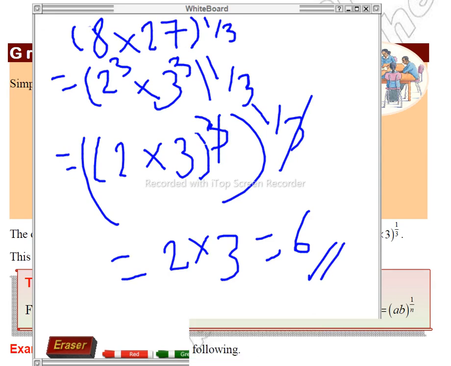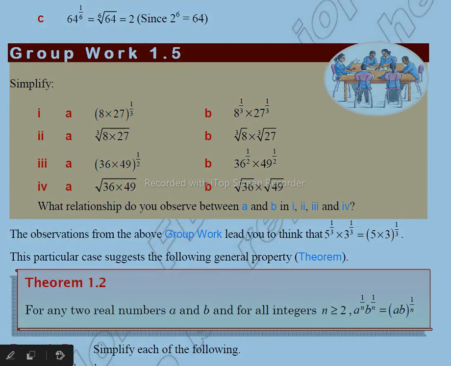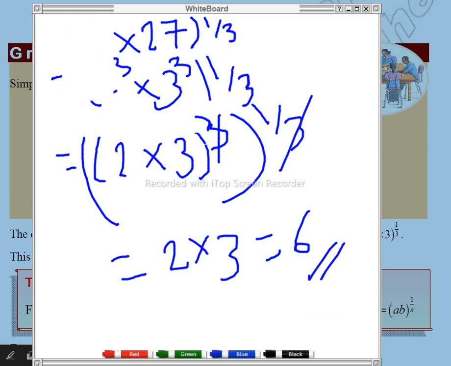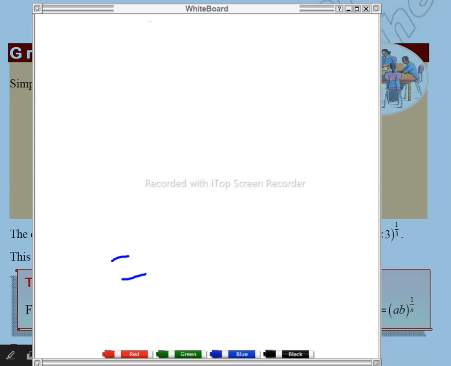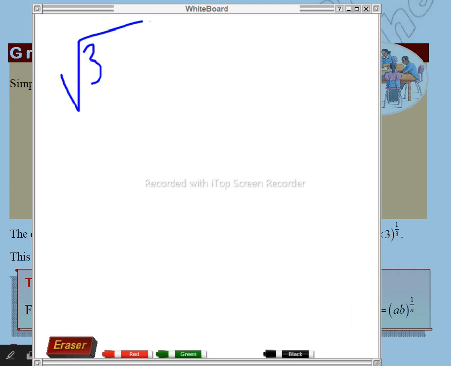When we simplify all this, we can add another example. The last one: square root of 36 times 49. We can also do this simply with a simple formula. We can simplify this like this: square root of 36 times 49.